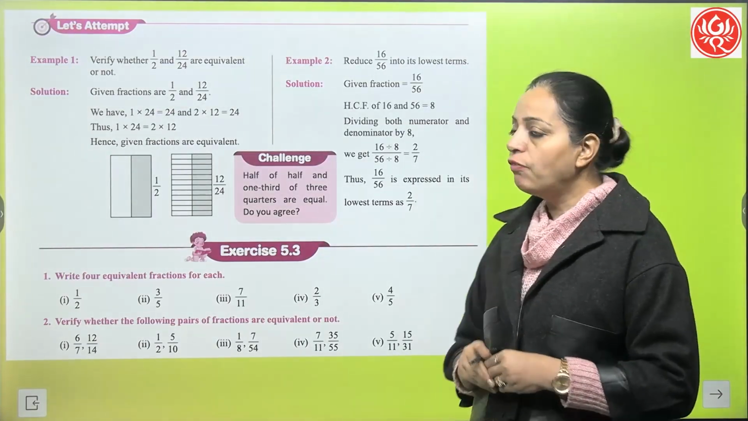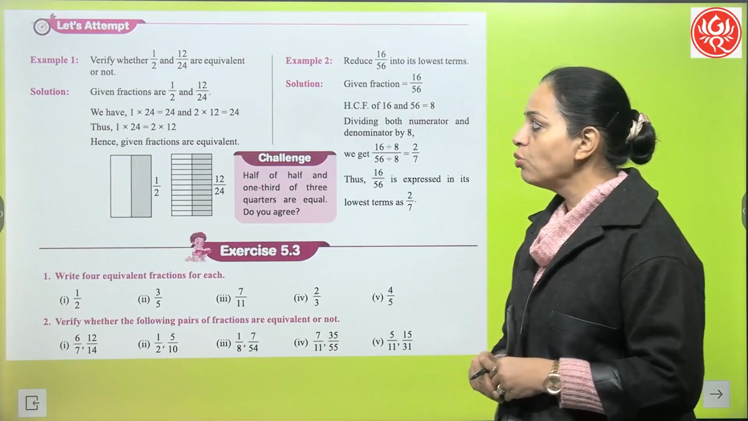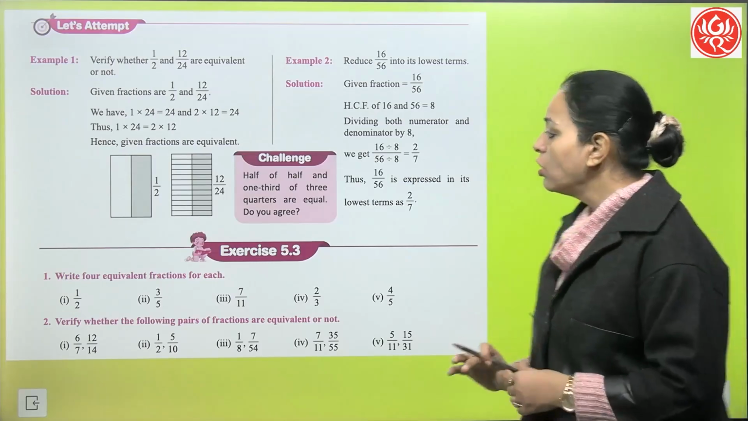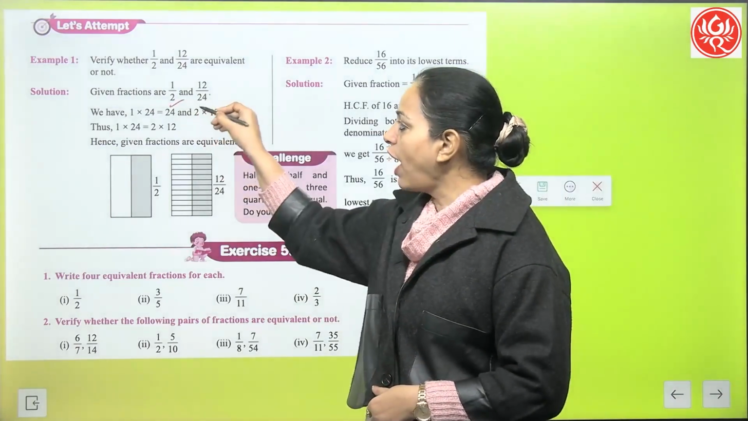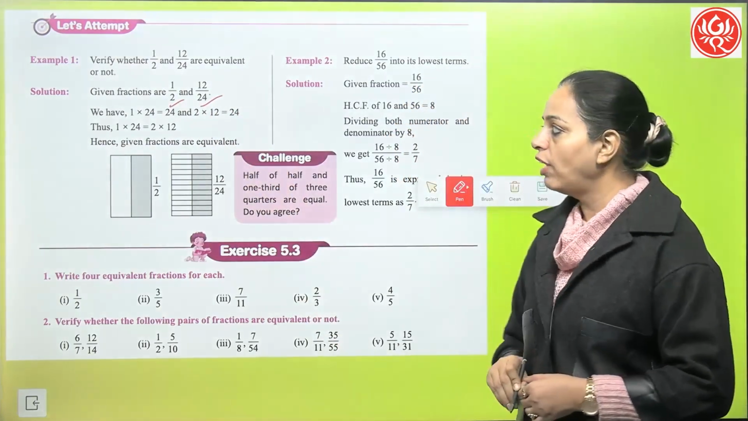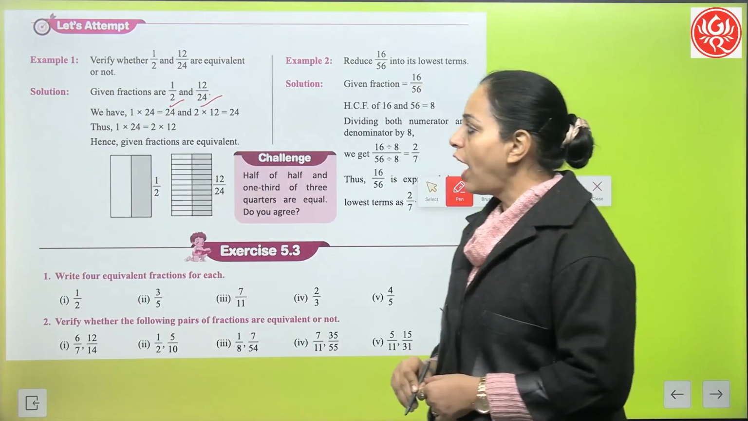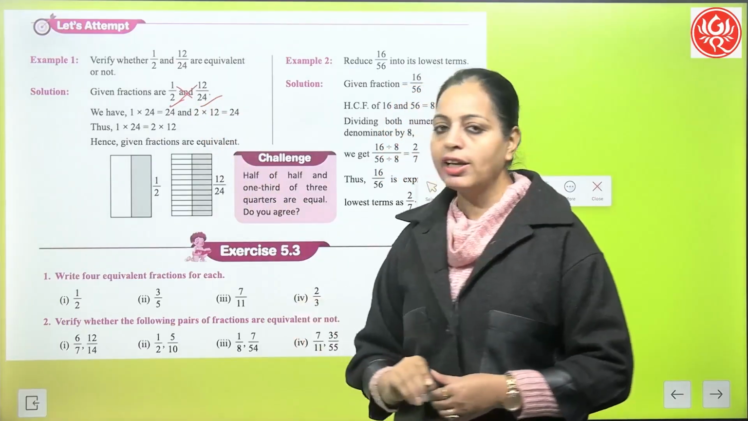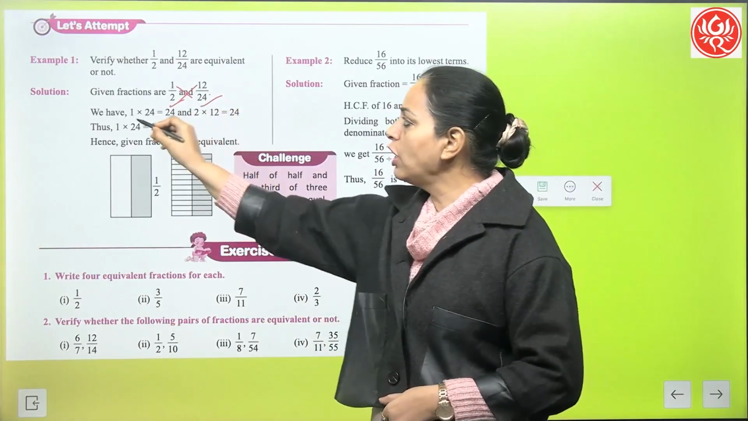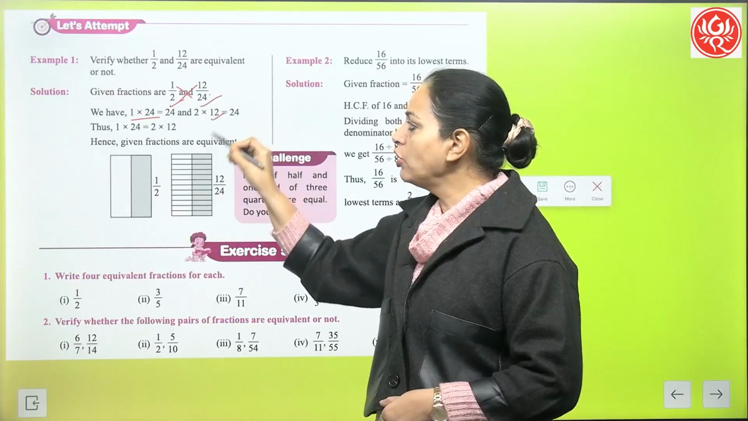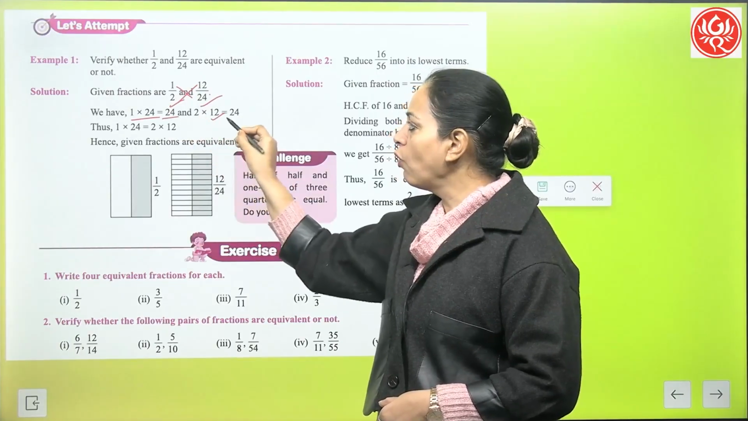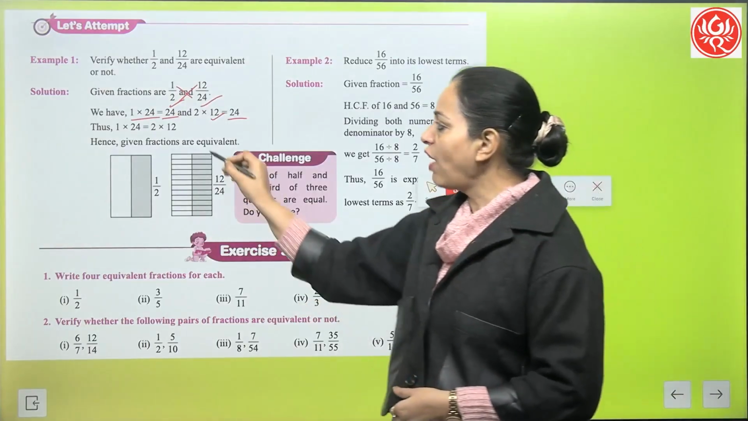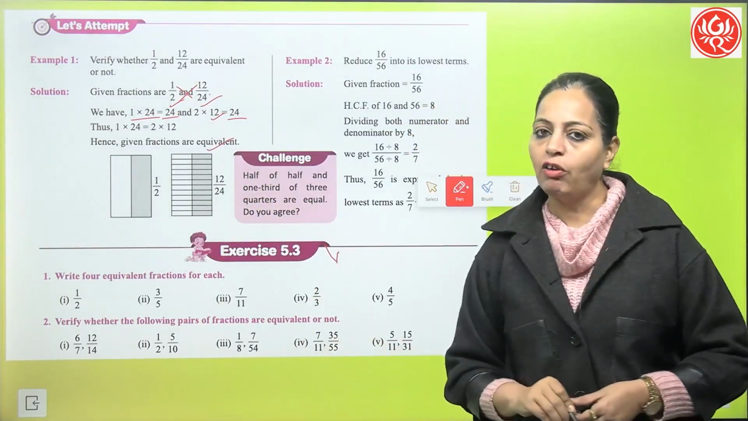Example 1. Verify whether 1 by 2 and 12 upon 24 are equivalent or not. So what to do? Given fractions 1 upon 2 and 12 upon 24. So we have to do multiplication, which we also call cross multiply. So 1 into 24 and 12 into 2. So this is 24, this is 24. This is the same. It means these fractions are equivalent.